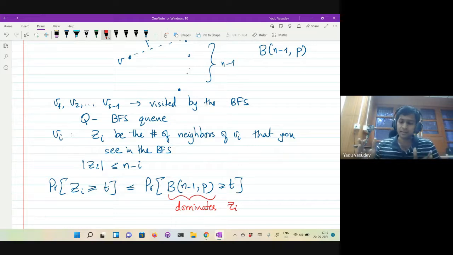This is definitely upper bounded by this larger process where you have n minus 1 vertices remaining, and you choose p neighbors out of it, and this being greater than or equal to t, right? So the idea is that Zi is very hard to exactly understand, because it very much depends on the structure of the graph and from which vertex you start your BFS. Well, definitely this is an upper bound that is oblivious to the structure of the graph or where you started out with. Okay.